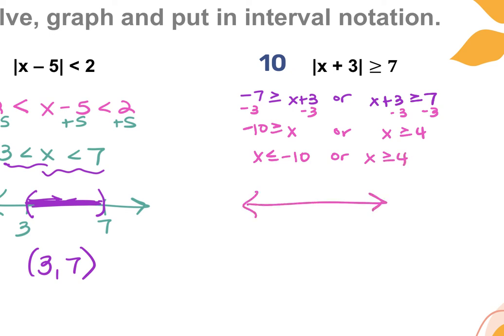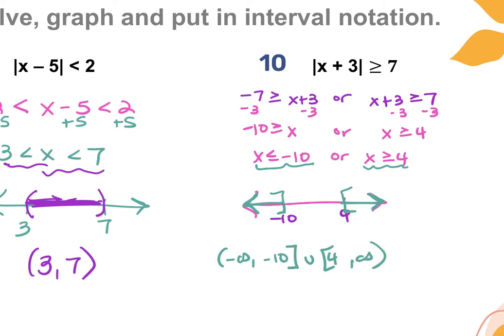Then I do my graph. Negative 10, positive 4. Less than or equal to is a bracket on the negative 10, pointing to the left. Greater than or equal to is a bracket on the 4, pointing to the right. If it said and, in between, this would be no solution, but because it says or, they both work. My interval notation goes negative infinity to negative 10 with a bracket on the 10, union positive 4 with a bracket on the 4 to infinity with a parenthesis on the infinity.